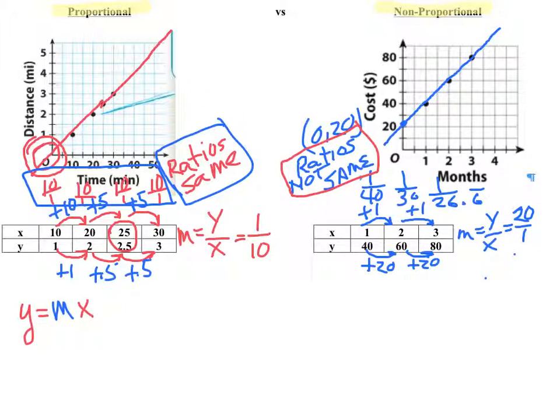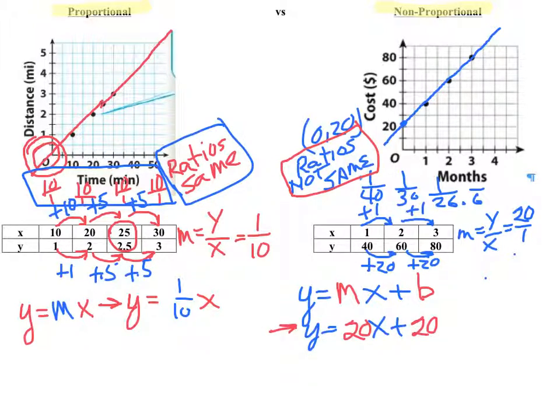Next, let's compare the equation. The equation for the proportional graph is y equals mx, where m is the slope. So we replace the m, the slope, with the number, which is 1/10 times x, and the equation is y equals 1/10 times x, and we don't list the zero-intercept. The equation for non-proportional graphs is y equals mx plus b, so we replace the m with the number for slope and the b with the number for the y-intercept. And that equation would be y equals 20x plus 20.